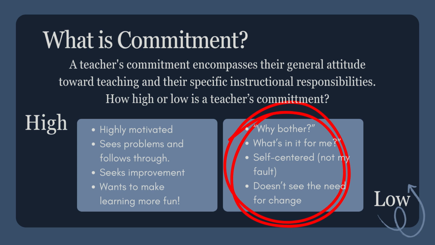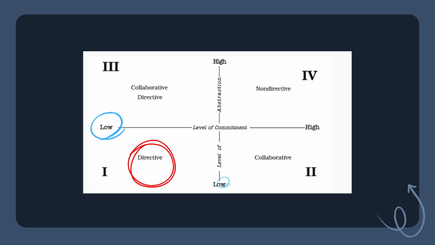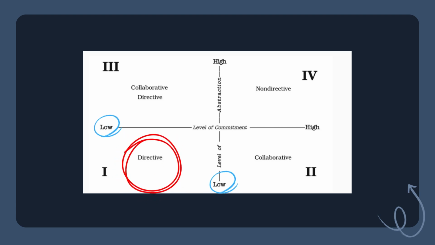So if we go over to our chart here, she clearly has low level of commitment, low level of abstraction. So we're going to come to her. And when we diagnose her, we're going to diagnose her as what? Low level, low level. And we're going to do a directive approach of supervisory.